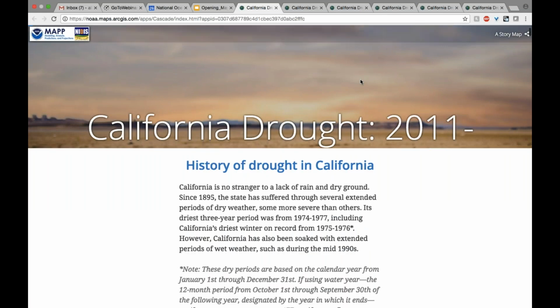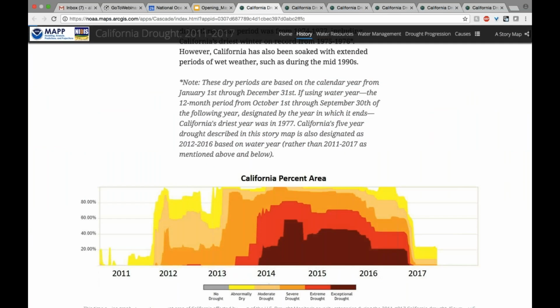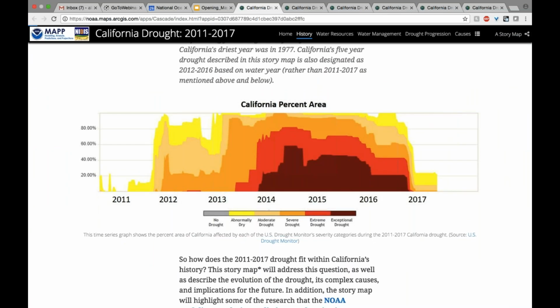All right, so now we're ready to walk you guys through the story map. Starting with a very brief background, and Marty may talk about this more later, but as I'm sure many of you know, California is no stranger to a lack of rain and dry ground. Since 1895, the state has suffered through several extended periods of dry weather, with its driest 3-year period based on the calendar year from 1974 to 1977. However, California has also been soaked with extended periods of wet weather, such as during the mid-1990s.